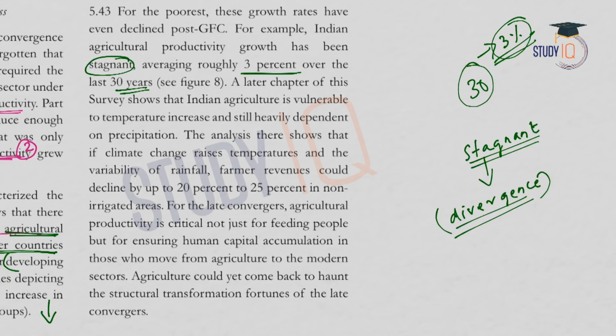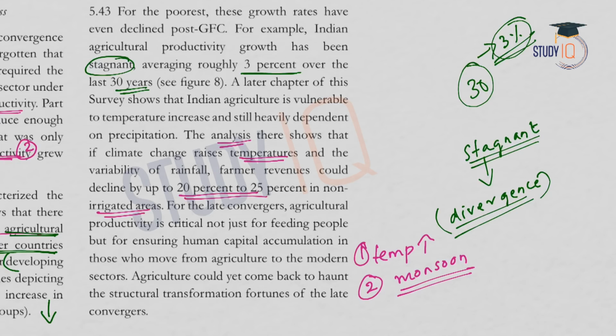There are many reasons accounting for it, but primarily agriculture is vulnerable to temperature increases, and secondly, Indian agriculture is heavily dependent on the monsoon. We have no proper irrigation facilities. These two are the basic reasons for the stagnation. If we look at the analysis, we will find that if climate change raises temperatures and the variability of rainfall, farmers' revenue could decline by 20 to 25% in non-irrigated areas.